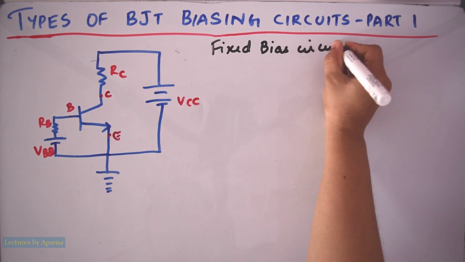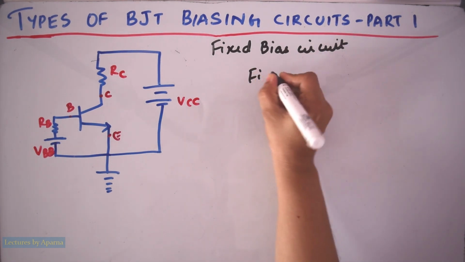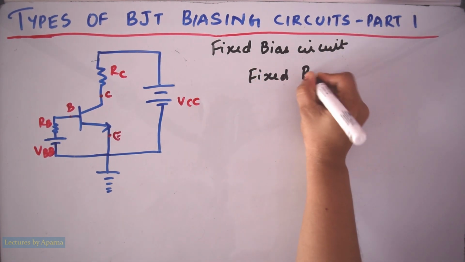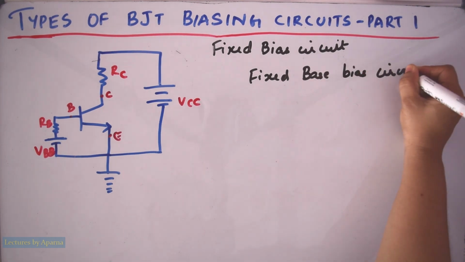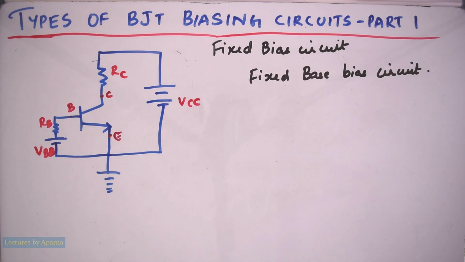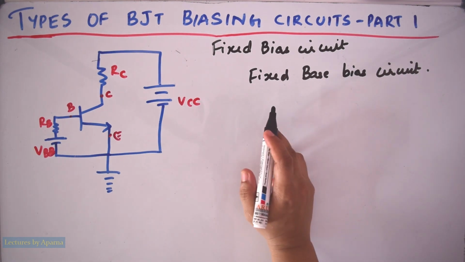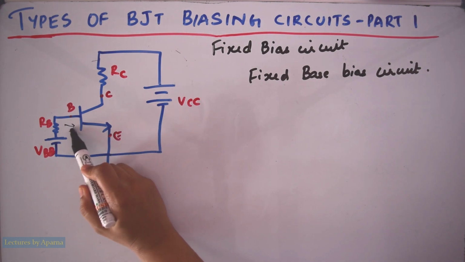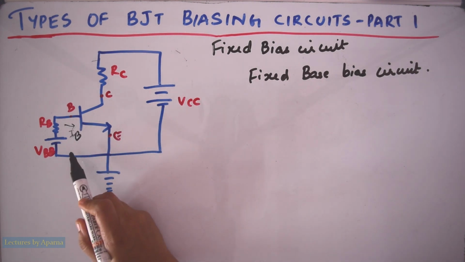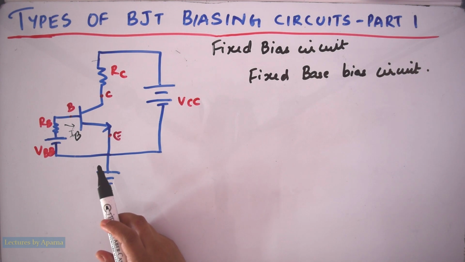It is also called fixed base bias circuit. Fixed biasing is getting its name because it fixes the base current IB at a constant value.